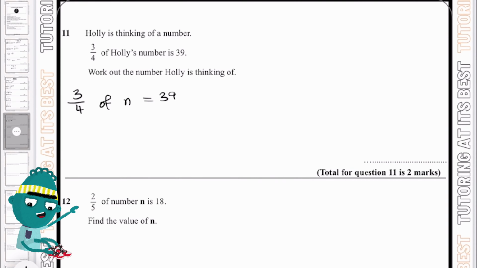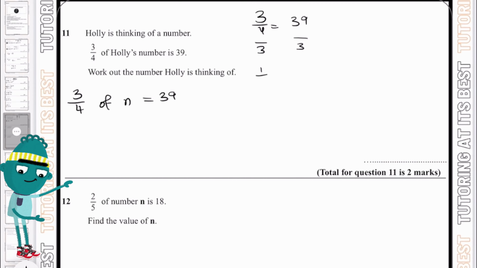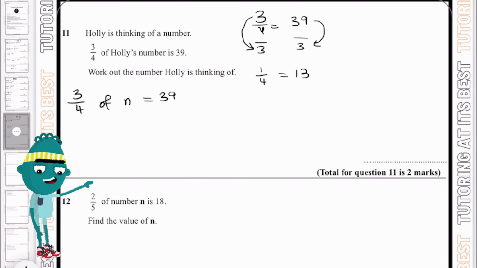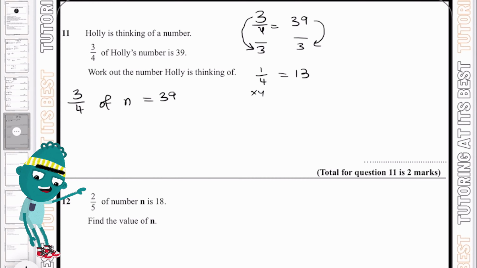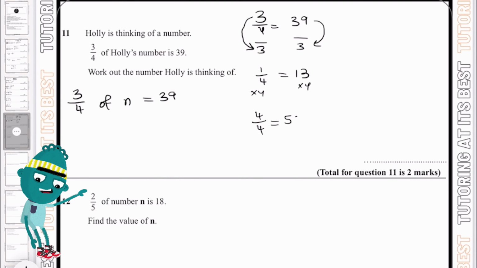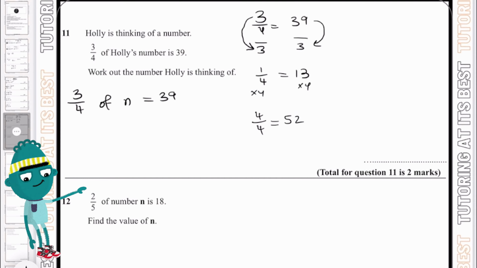Now, because 3/4 of n equals 39, I'm going to divide both sides by 3. By doing this, I get 1/4 of n equals 13, because 3 divided by 3 is 1, and 39 divided by 3 is 13. I've then multiplied both sides by 4, so I'm left with n equals 52. My final answer is 52.